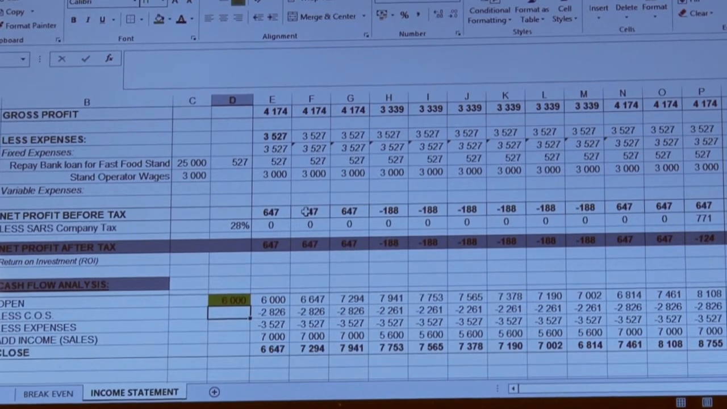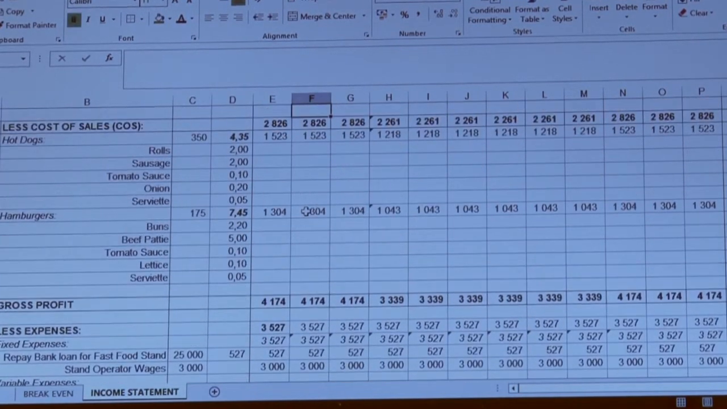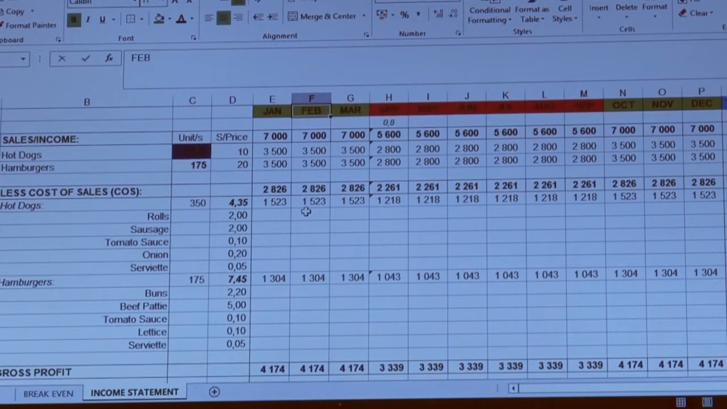Can you see those going in? That's my opening bank balance, 6,000 Rand. Now you can see that my closing balance is the 6,000 Rand plus the profit that I made, 6,647 Rand. If we now head up towards February, that's January done, assuming our sales stay the same, we would then have the same sort of scenario happening as we go down the spreadsheet here. Okay, a similar gross profit.